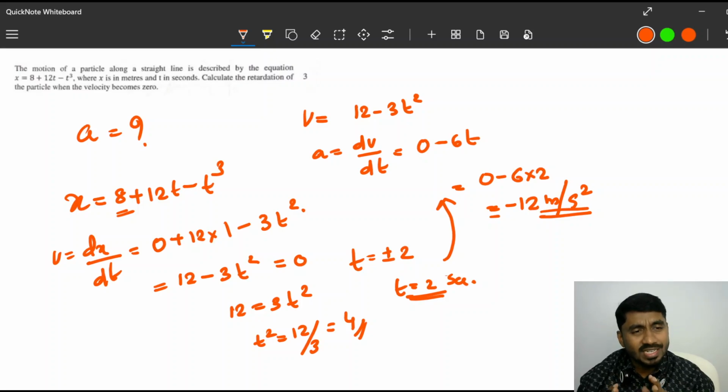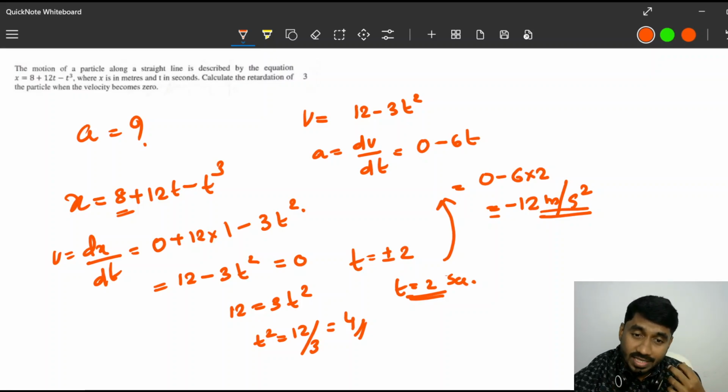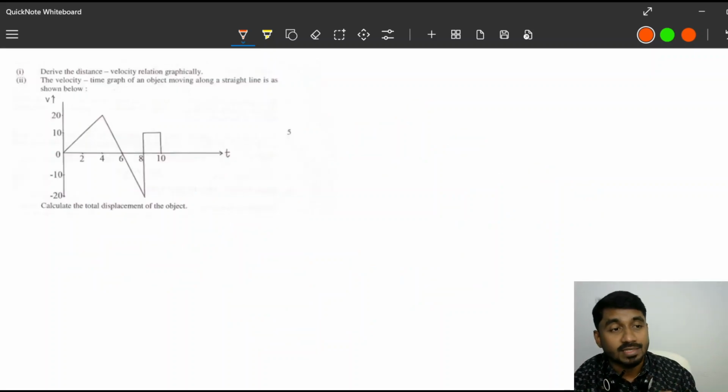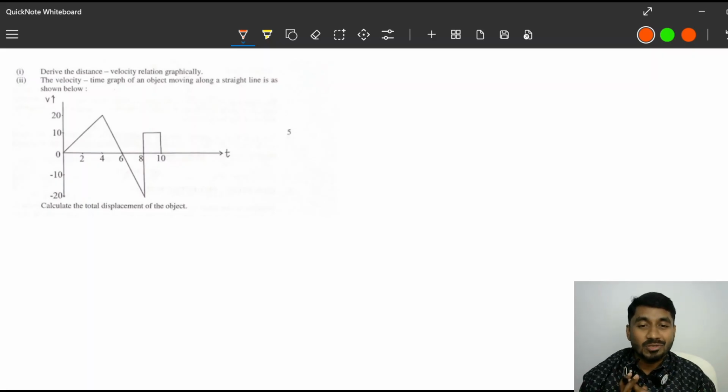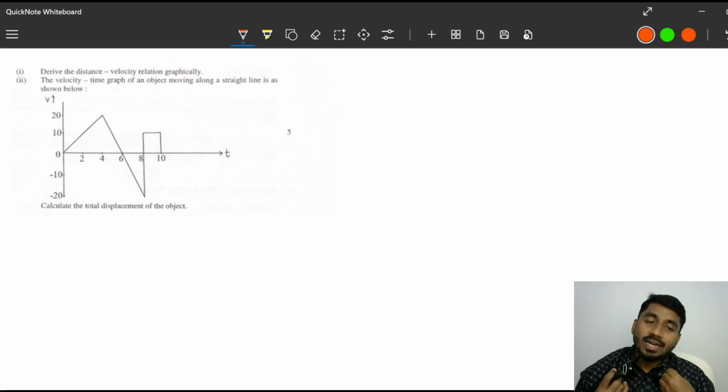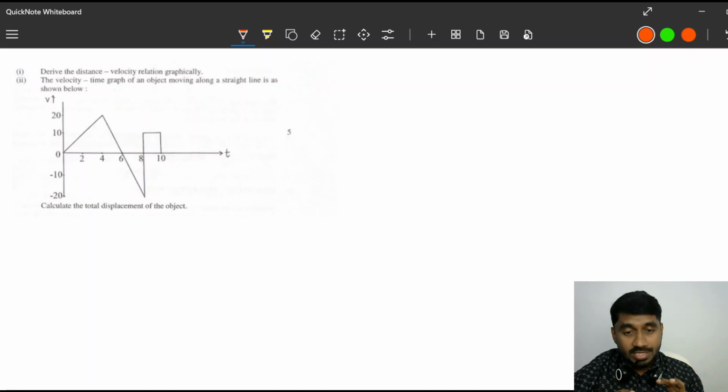Okay, very simple question. Find the retardation at velocity equal to 0. What we did, we found the time at which velocity equal to 0. We substitute the time into the retardation or acceleration. We got the answer. This is a question I am giving you as a homework. Don't worry. So I will explain you how to do this question. Now you have to find the answer and comment the answer in the chat box. Alright, and I will give you the right answer in the next video.